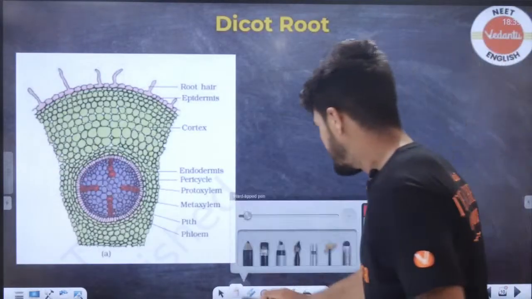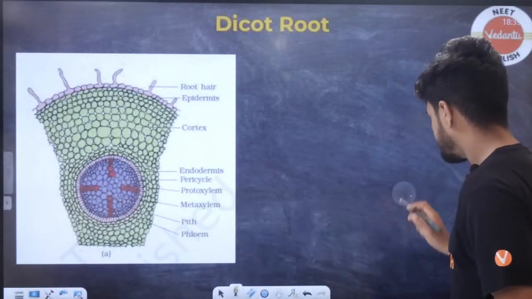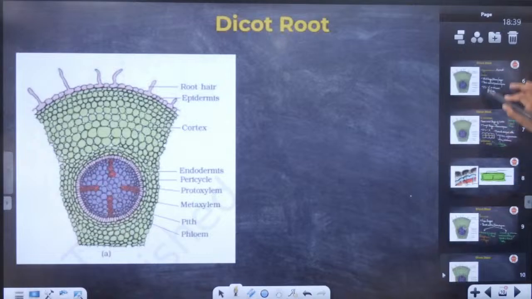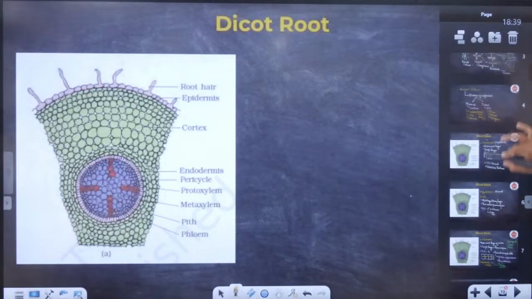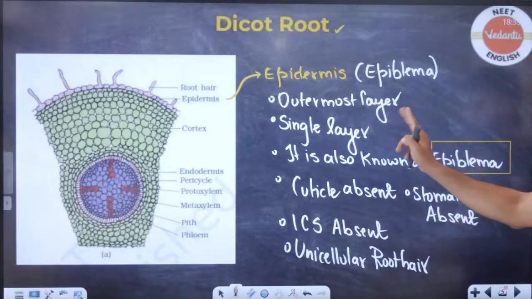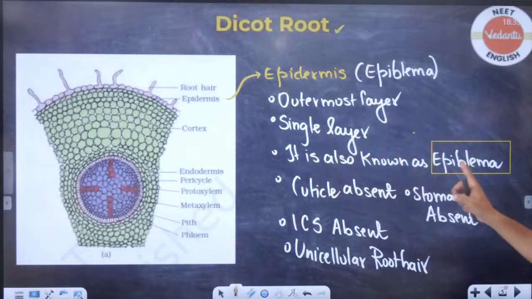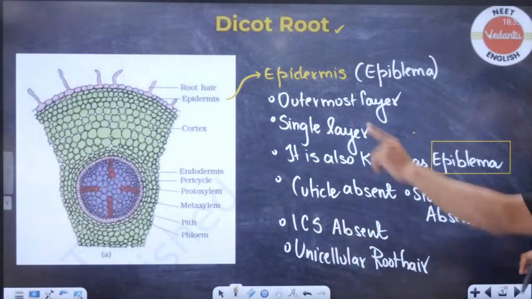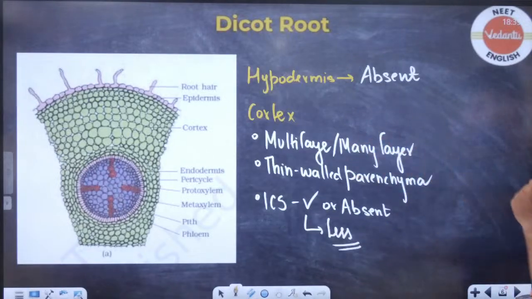Okay. For example, right now, all of you write down. Till now, what have we learned? Till now we have learned that we have the epidermis, outermost layer, single layer. It is known as epiblema. Cuticle is absent. Intercellular space is absent. Unicellular root hair. We learned about cortex.